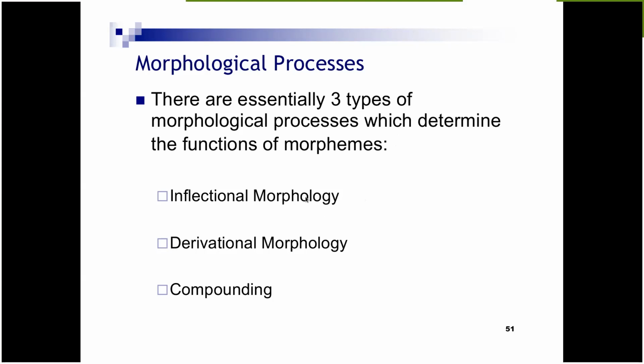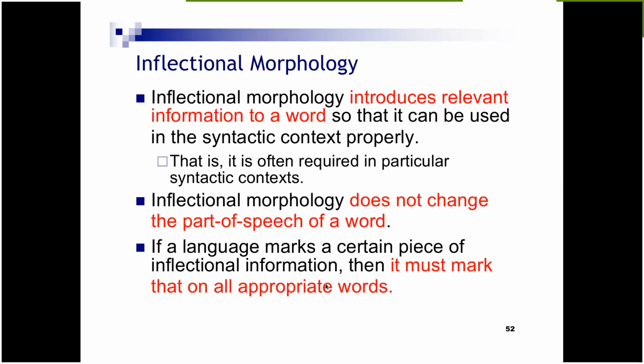That's inflectional morphology. In derivational morphology, you take a word and convert it into a different word that is a different type of word, a different part of speech. And then compounding is when you add words together to form other words. We're going to see more examples here.